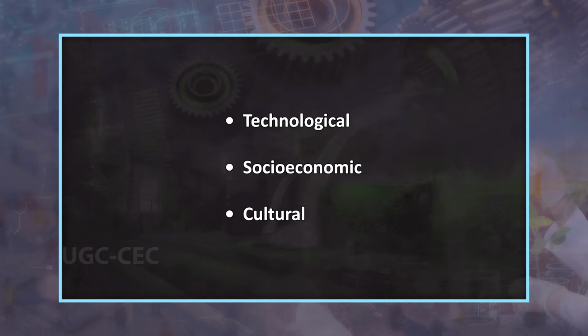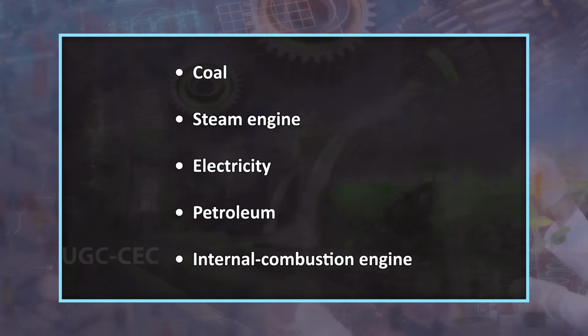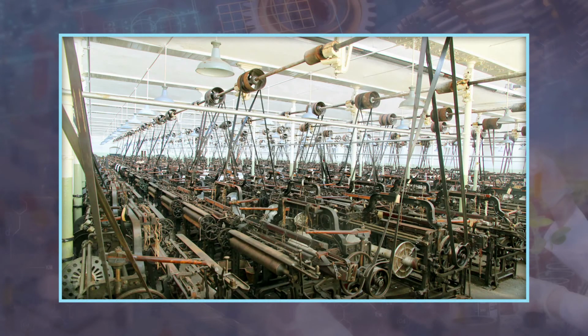The main features involved in Industrial Revolution were technological, socio-economic and cultural. The technological changes include the following: the use of new basic materials like iron and steel. The second point is the use of new energy sources including both fuel and motive power, such as coal, the steam engine, electricity, petroleum and the internal combustion engine. The invention of new machines such as the power loom that permitted increased production with a smaller expenditure of human energy.